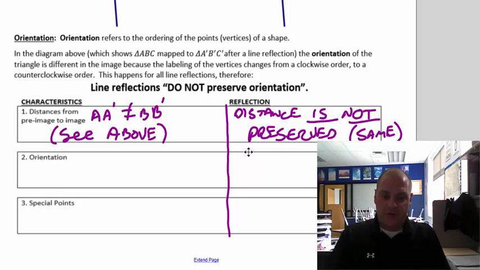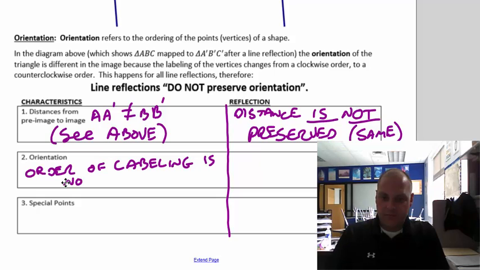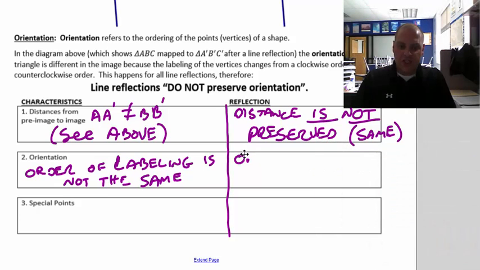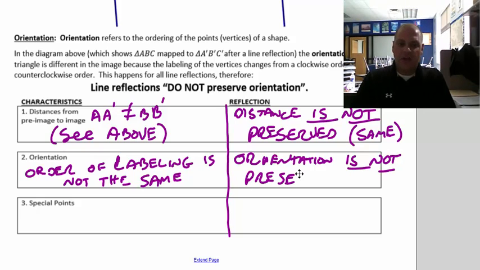Orientation, we already said, is not preserved because, see above, again, the order of the labeling is not the same. Changes. You could put changes in parentheses. Order of the labeling is not the same. So orientation is not preserved.